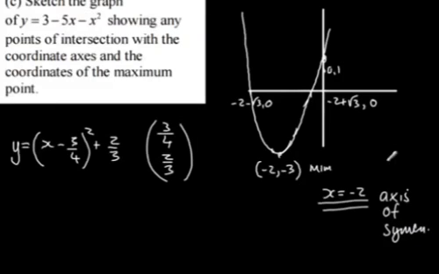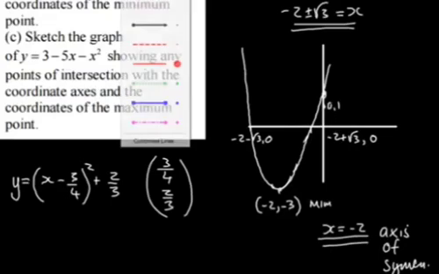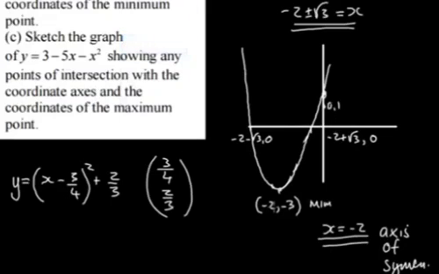That's our sketch. We've got everything we need on there. We wouldn't be expected to draw the axis of symmetry. I'll put it on for completeness. What we need are the x solutions, the y solutions, the minimum point and the general shape.